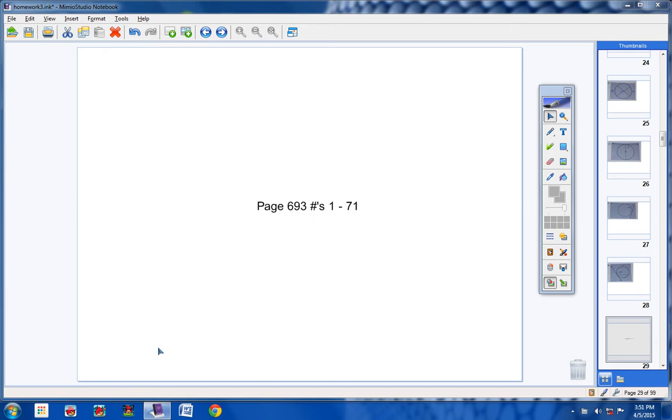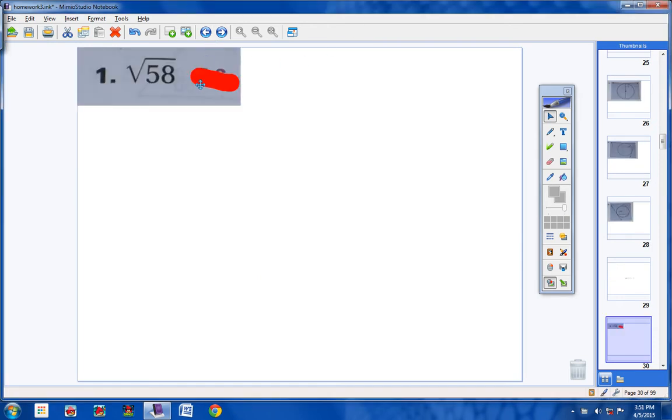Geometry students, turn to the review sheet, page 693, numbers 1 through 71. Let's go ahead and get started. First of all, on numbers 1 through 5, the directions say to simply find or solve the square root.